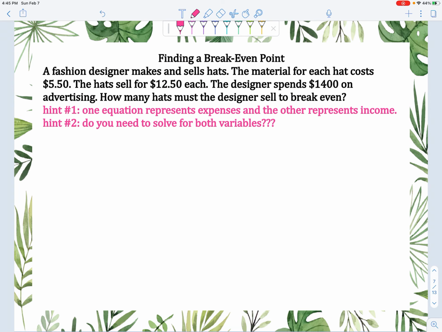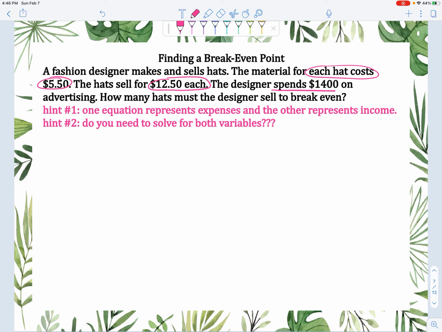Let's take a look at another example. This is an example of finding a break-even point. A fashion designer makes and sells hats. The material for each hat costs $5.50. Okay, so each hat, so that's a rate. And then the hats sell for $12.50 each. The designer spends $1,400 on advertising. Okay, a one-time payment. How many hats must the designer sell to break even?